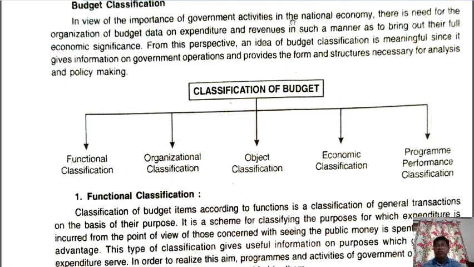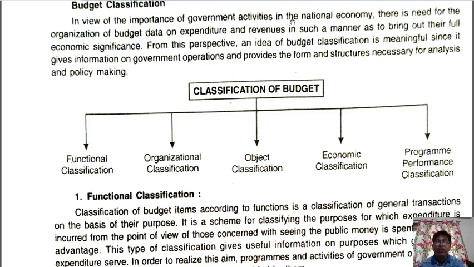There are five types of classification. The first is the functional classification. Which types of function are in the budget? This type is shared in the functional classification of budget. Second, organizational classification. Which types of organization, or what conditions, are in the budget with the organizational classification.